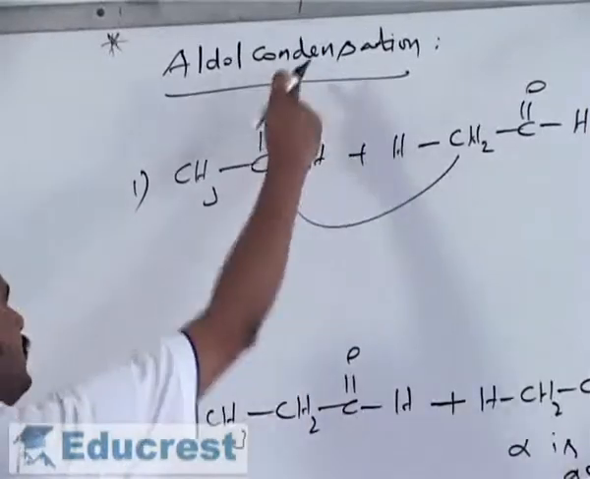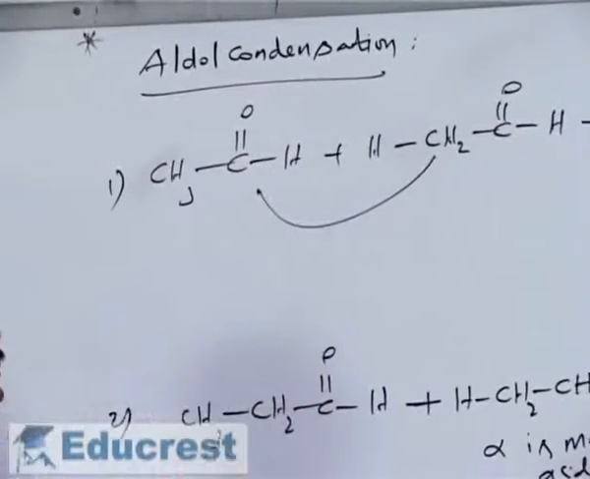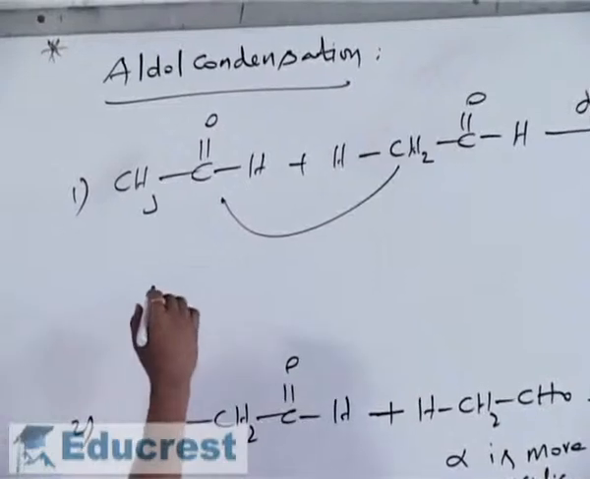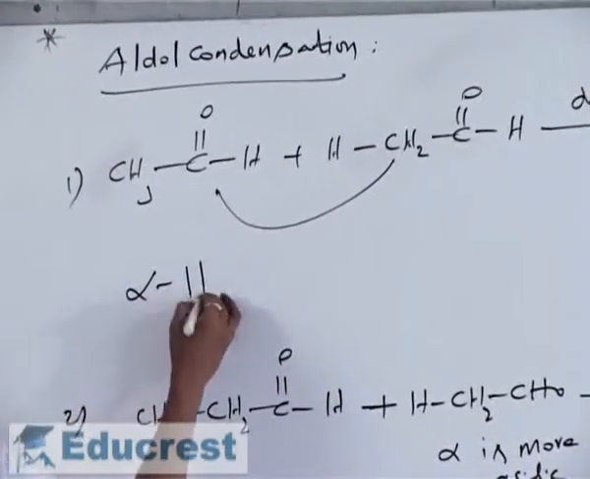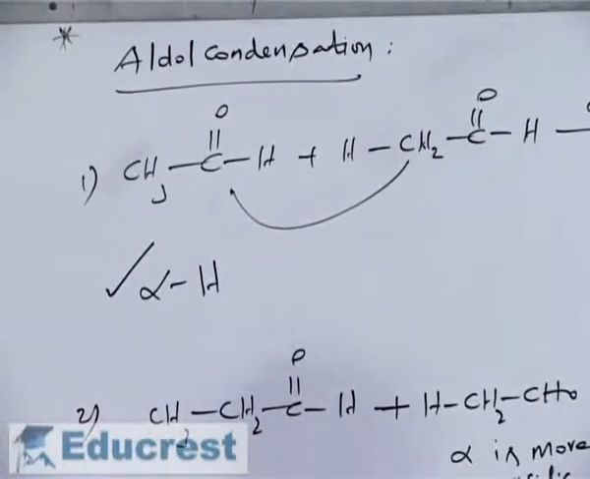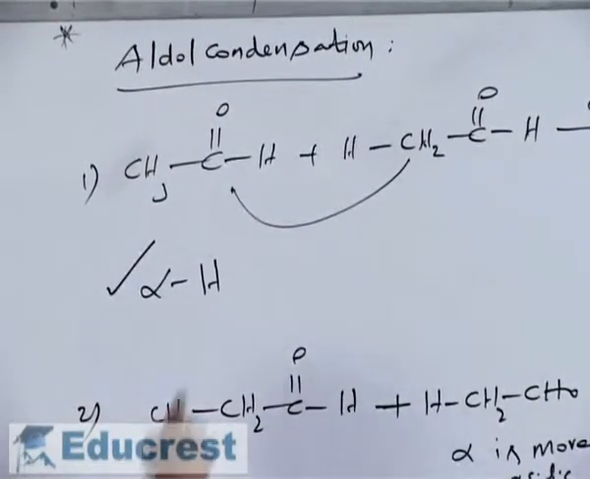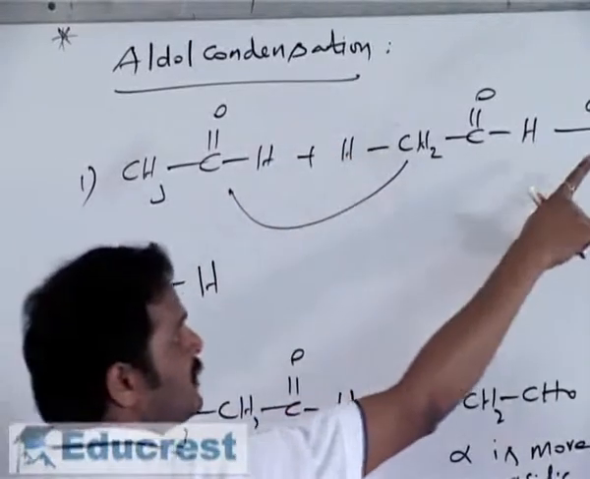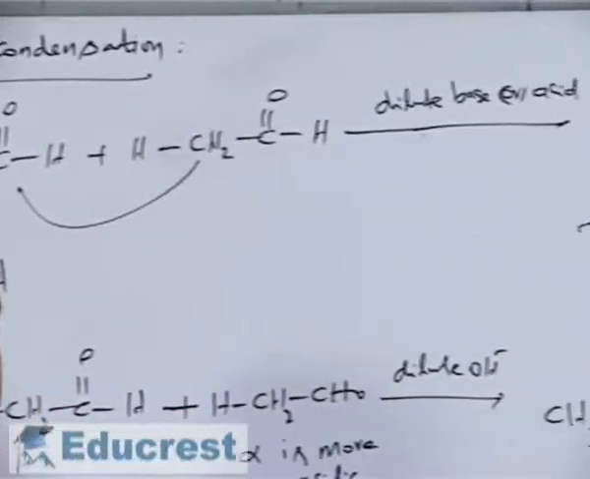In case of aldol condensation, the primary condition is carbonyl compounds with alpha hydrogen. Carbonyl compounds with alpha hydrogens always undergo aldol condensation. This process takes place in presence of dilute base or an acid.